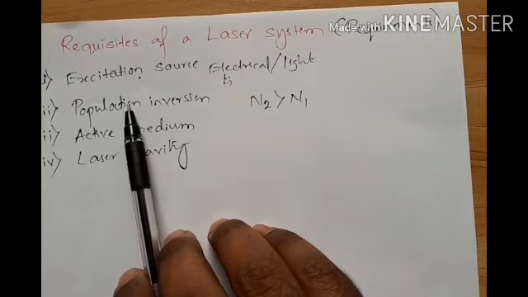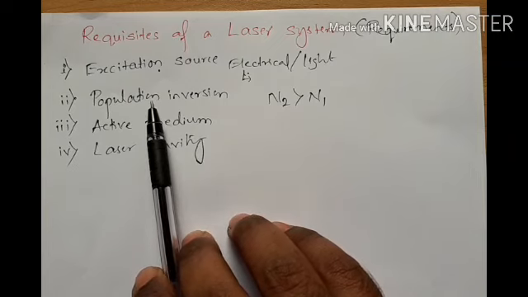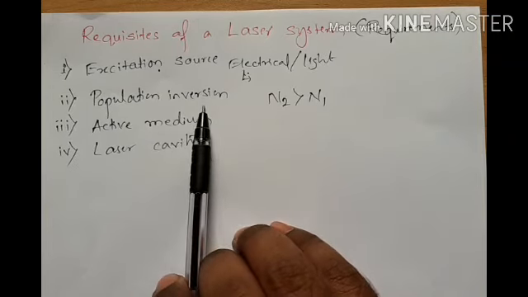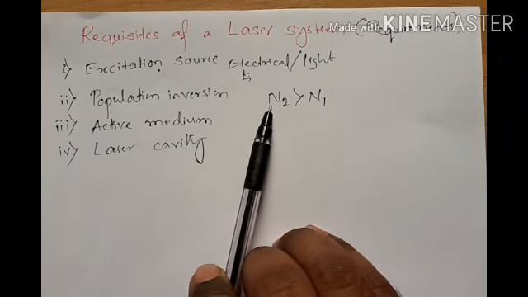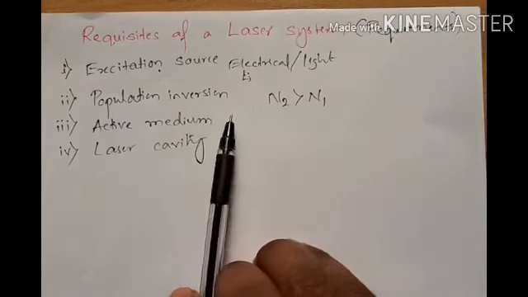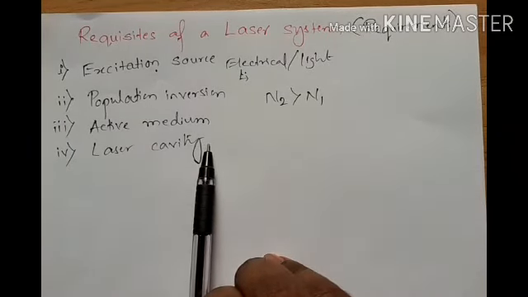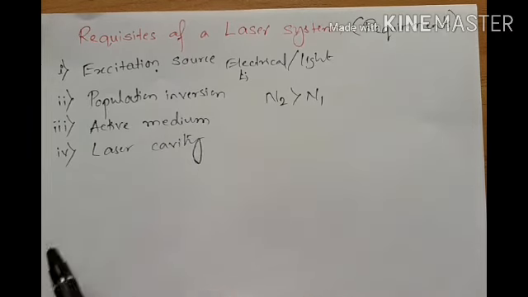Now the population inversion. We know this condition has to be there. Without this there will not be production of the laser. That means we have to pump it, we have to excite the atoms in such a way that the population of the E2 level should be more than the population of the E1 level. Then there should be an active medium, without which we cannot produce the laser. And there should be a container, which we call a laser cavity of proper length. These are the requisites for lasers.